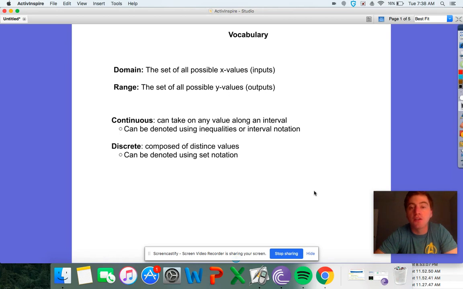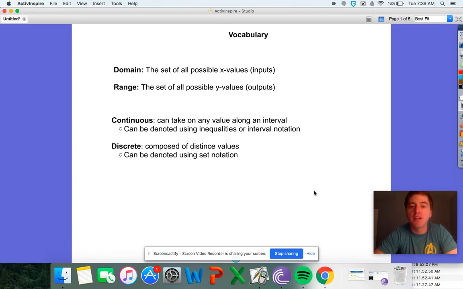So just quick vocabulary. You've got your notes with you. You want to get these down. We're going to start with the definitions of domain and range, and the definitions of continuous and discrete. So the domain is the set of all possible x values or inputs. What is possible to put into the equation? It's not always everything, and that depends on the situation or the equation. We'll talk about that next, but really just focusing on what they are. So it's all possible inputs, all possible x values.